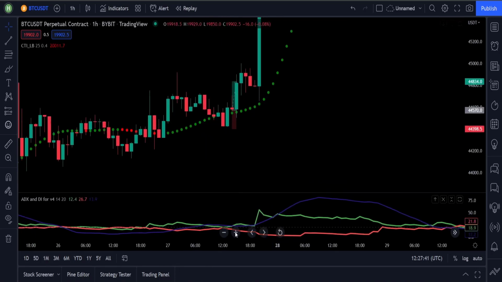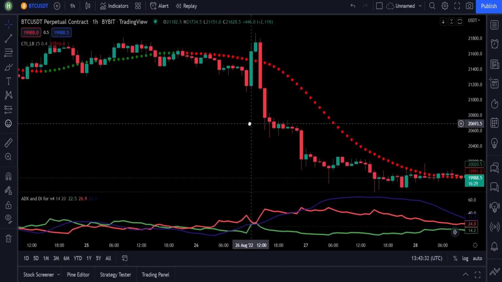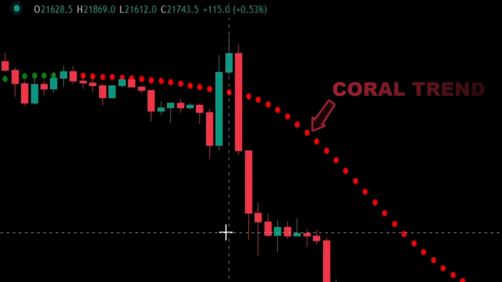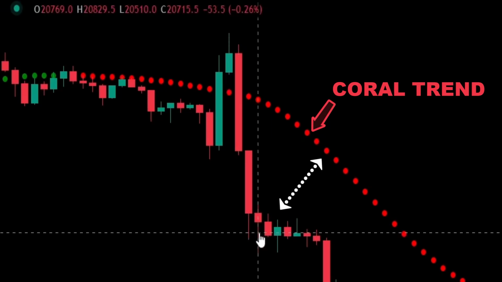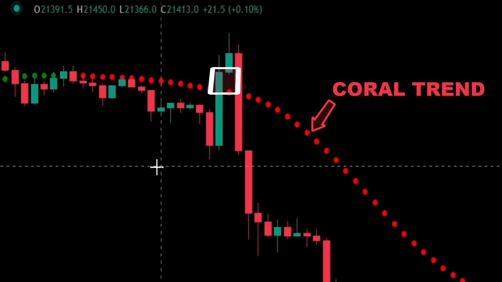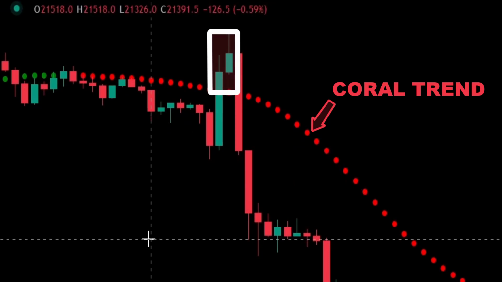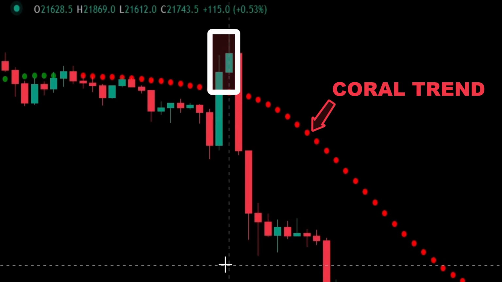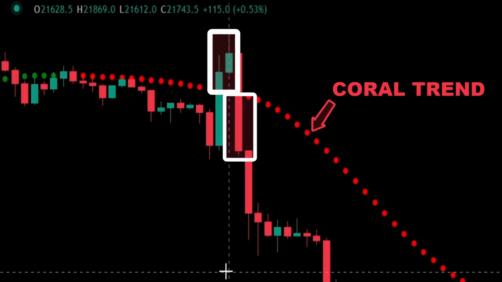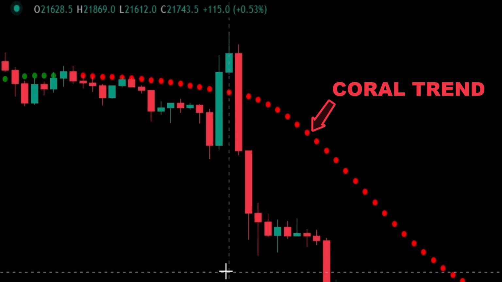Now, let's understand the short positions. First, we need to have the dots of the Coral Trend Indicator colored in red. Second, the price action must be moving below them, like it's doing here. Third, we need to have a valid pullback where the price crosses and closes above the dots, and then crosses back down. Remember, at least one candlestick must be fully closed above the dots before the pullback. Also, the coral trend must stay red all the time.